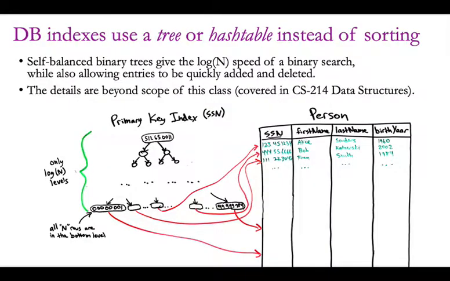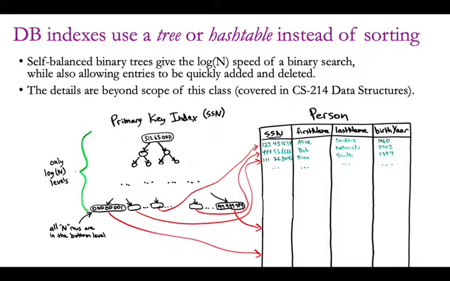All right. So the solution to this problem in databases, the same idea of indexing applies to databases, but we tend to use trees or hash tables, self-balanced binary trees, or even not binary trees, self-balanced trees in general, and hash tables to index the entries in the database. This thing on the left is the index, and it's not just a sorted list, it's a dynamic structure that can be efficiently added to and removed from.